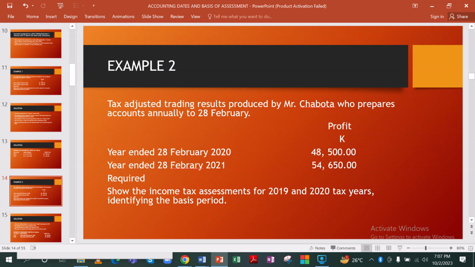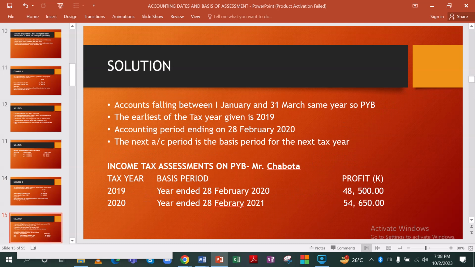That's where this income generated in 2020 and 2021 will be assessed. Okay, so that is preceding year basis. So in a similar manner, if we had to look at the solution, I've already mentioned what you look at, you find that the solution will be as such. You have accounts falling between 1st January and 31st March same year, so this is the preceding year basis. And the tax year given is 2019, which will be assessed in 2020.